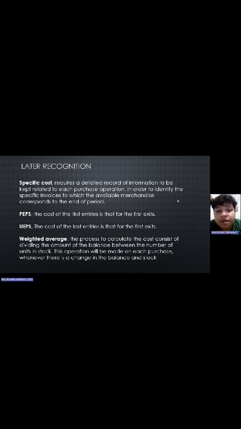Weighted average. The process to calculate the cost consists of dividing the amount of the balance between the number of units in stock. This operation will be made on each purchase whenever there is a change in the balance and stock.